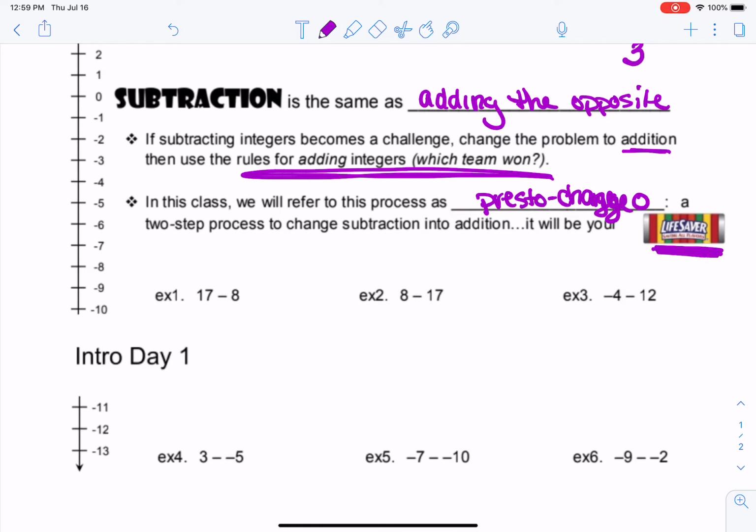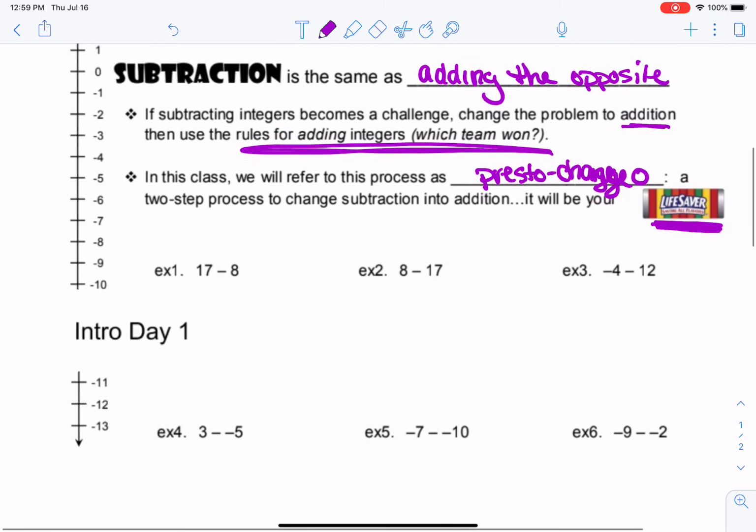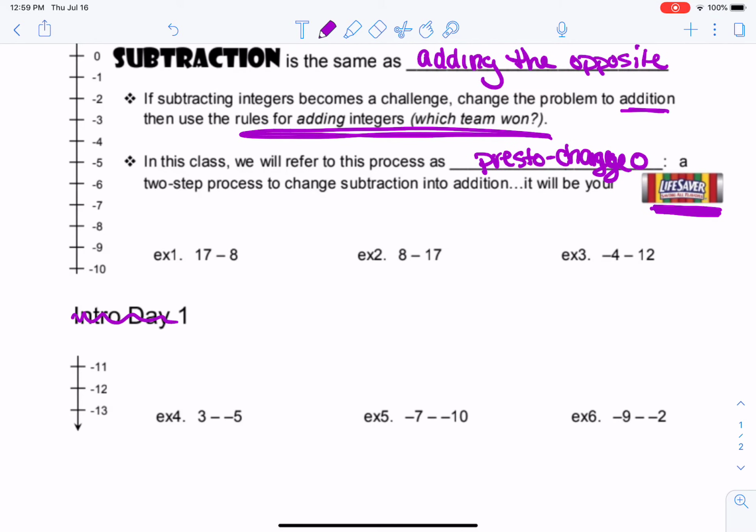This is our lifesaver when we have negative numbers. So for the first example, ignore this, sorry about that. In this first example, 17 minus 8 shouldn't be too tricky. I don't always have to use my lifesaver if it's not a tricky type of problem. 17 minus 8 is pretty straightforward. My answer there is going to be 9. No tricks, no magic, nothing. It's just pretty straight up.